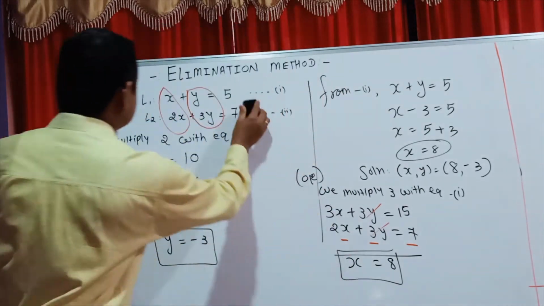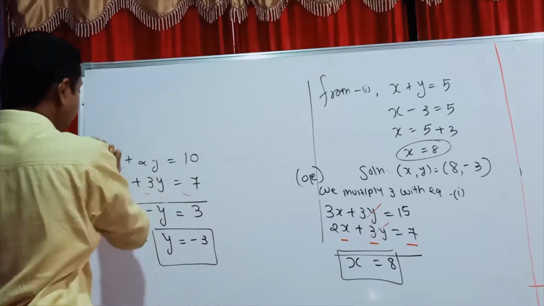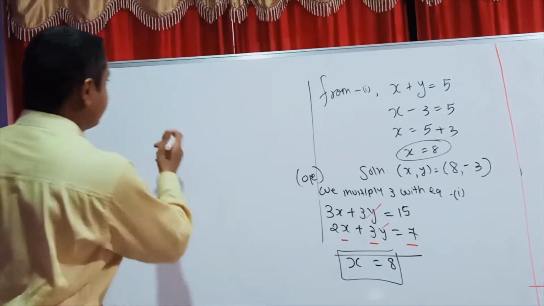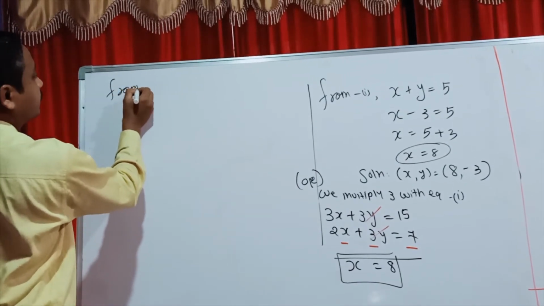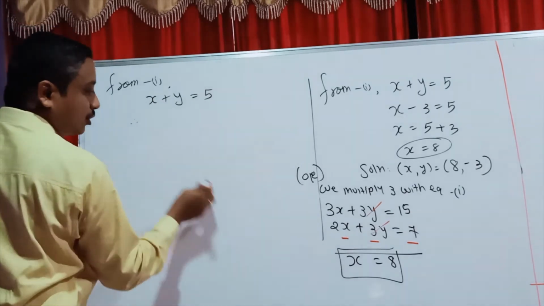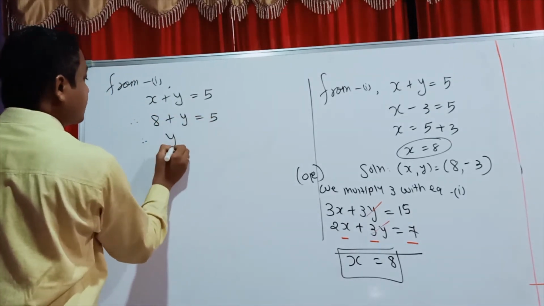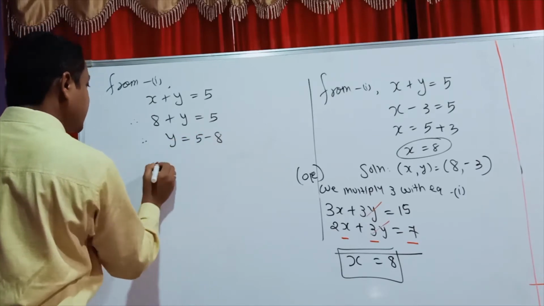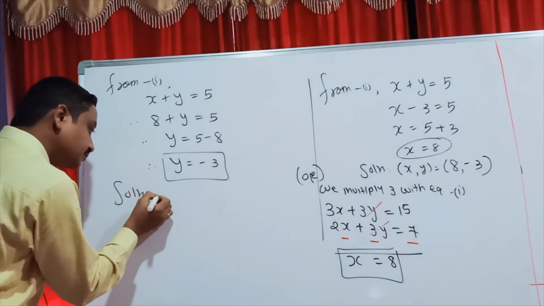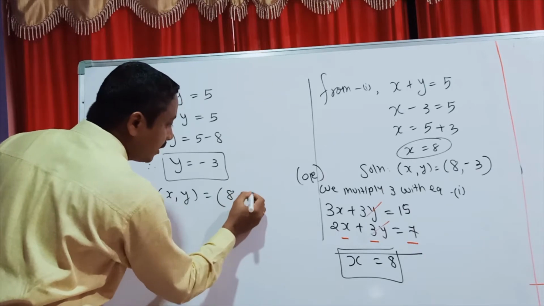And this value of x, students, you apply in any one equation. I apply it to the first equation. From 1, x plus y is equal to 5. Put down your value for x, 8. How much is y? 5 minus 8. Yes, it is minus 3. So my solution is x comma y, it is 8 comma minus 3.